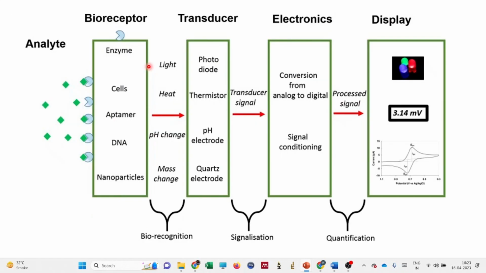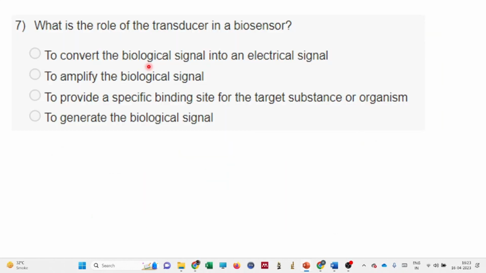So moving on to the next question. What is the role of the transducer in a biosensor? Which one do you think is true?